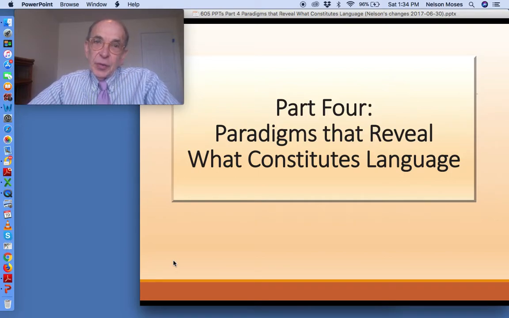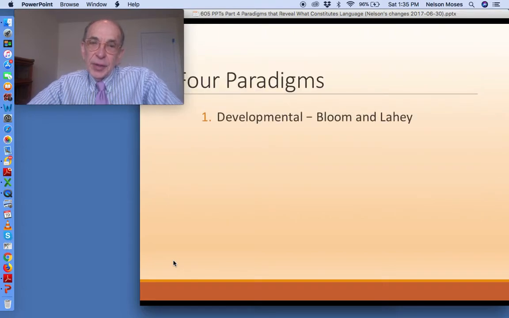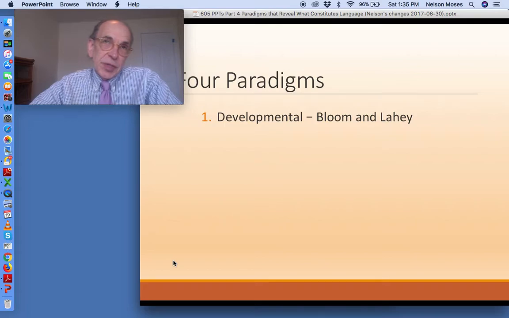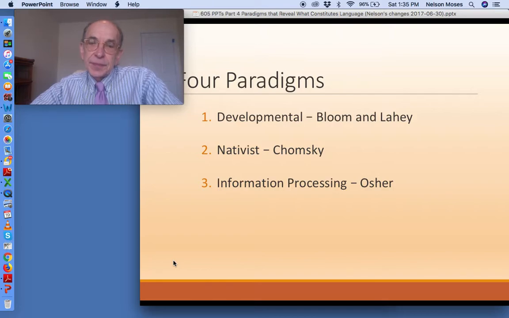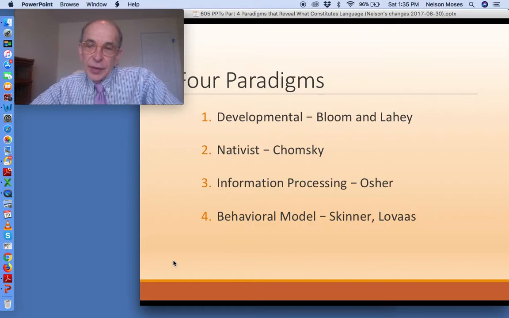So these paradigms that reveal what constitutes speech and language will provide very important guiding information. The four paradigms we're going to be looking at are the Bloom and Lahey developmental paradigm, and I know 100% for sure you have background in that. We're going to look at the nativist Chomskyan paradigm. We're going to look at information processing, and we'll look at the behavioral model of Skinner and Lovaas.